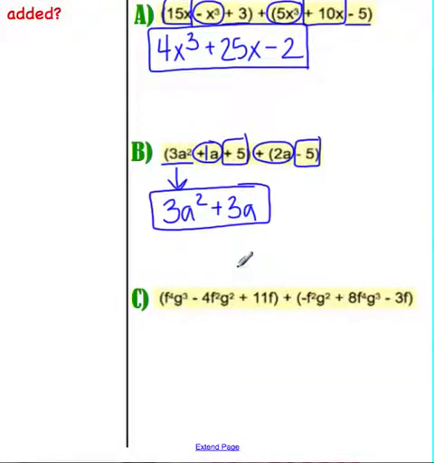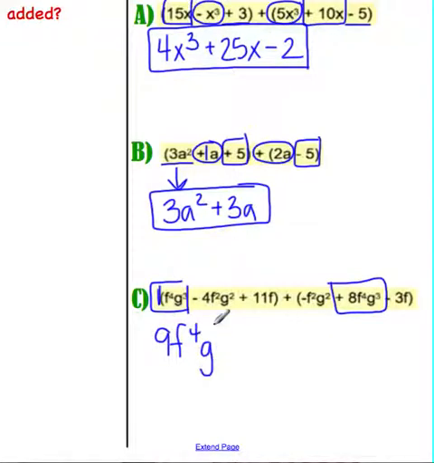Then our last one, this one's a long one. We've got f to the 4th g cubed minus 4f squared g squared plus 11f, plus the quantity negative f squared g squared plus 8f to the 4th g to the 3rd minus 3f. When I look at this problem, f to the 4th is the highest. I have an f to the 4th g cubed and an 8f to the 4th g cubed. This one, remember, has a 1 in front of it, so I end up with 1 plus 8, which is 9f to the 4th g cubed.